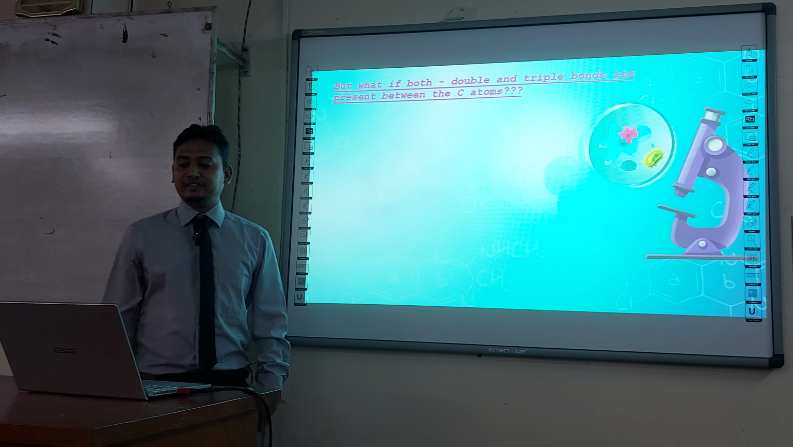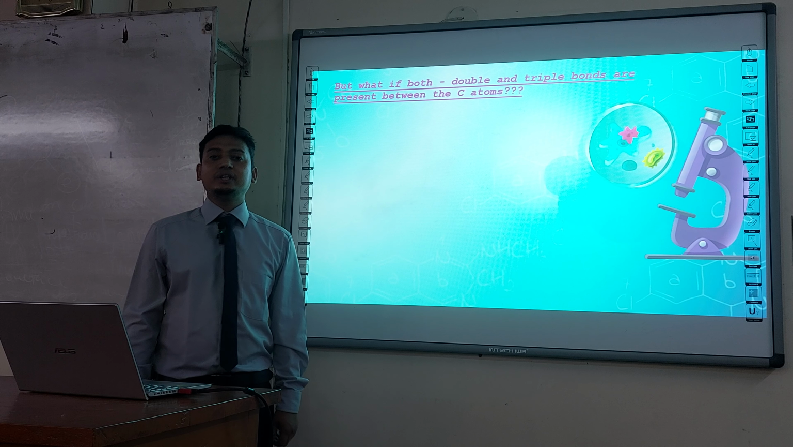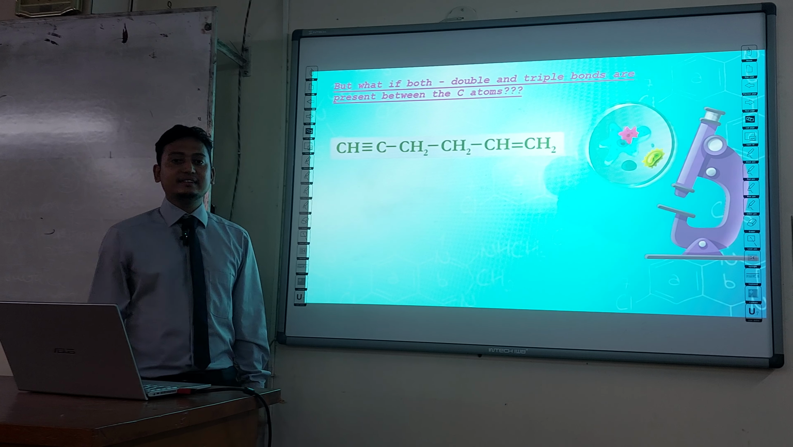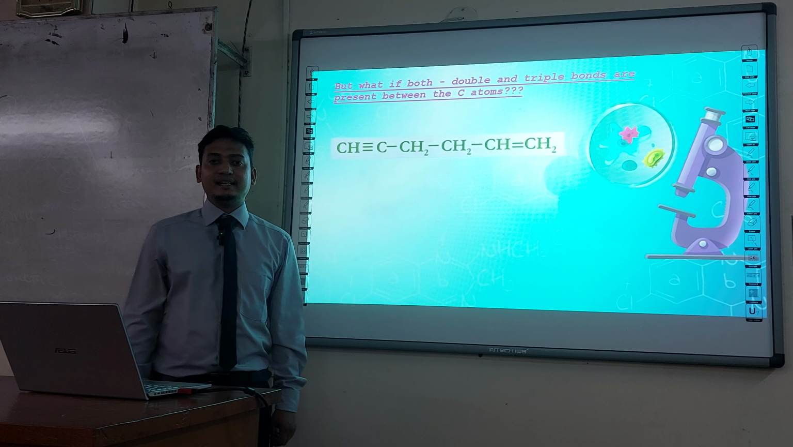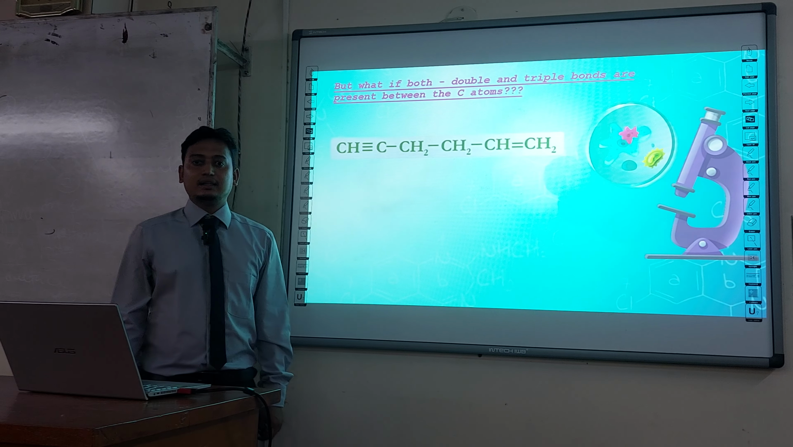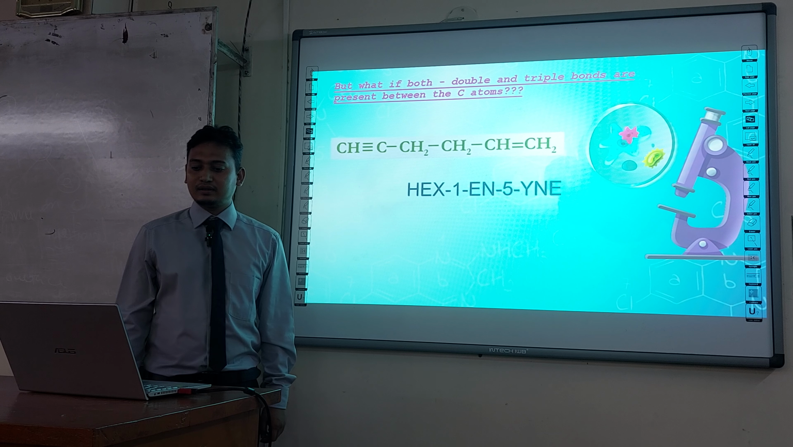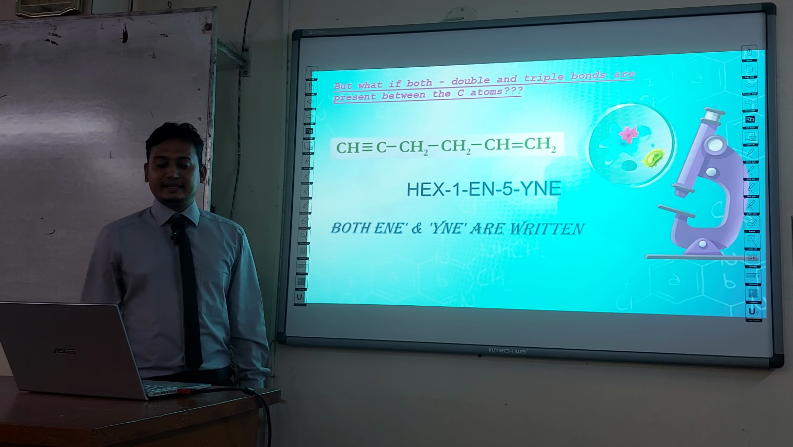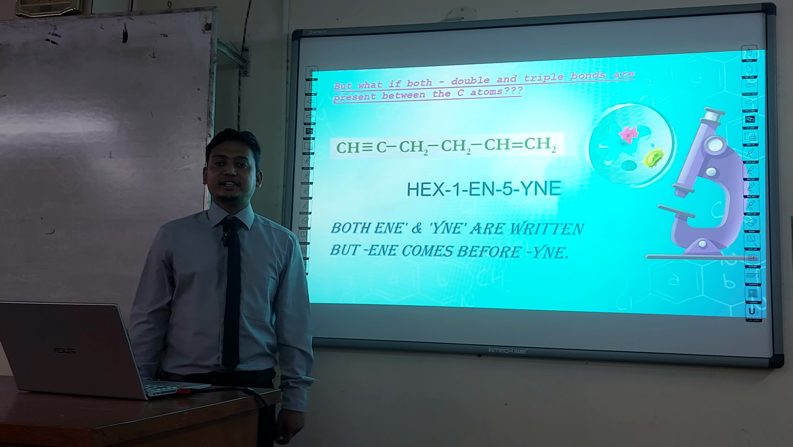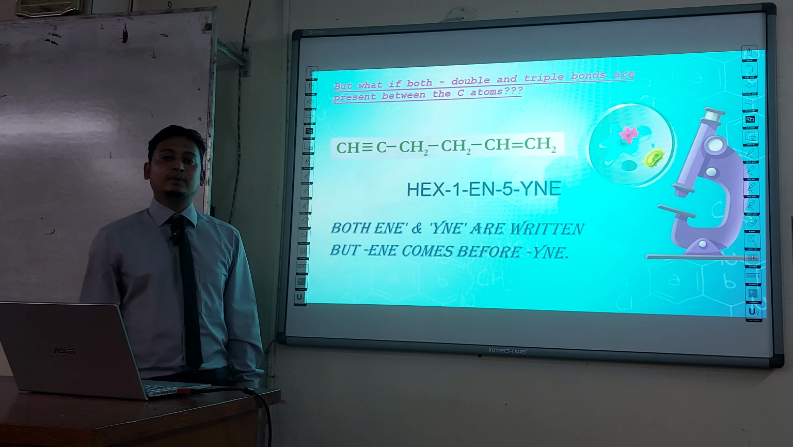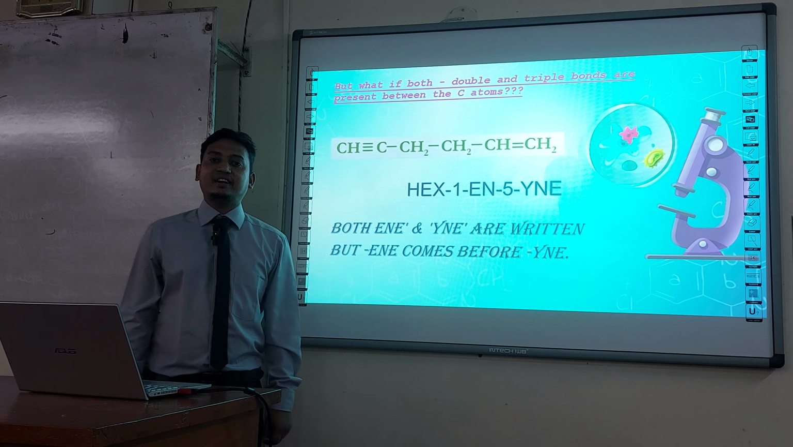But what if both a double bond and a triple bond are present between carbon atoms? Now we can see an example. Here a carbon double bond and triple bond are both present. What is the name of this compound? In this case, both ene and yne are written, but ene comes before yne. That's why this compound's name is hex-1-ene-5-yne.